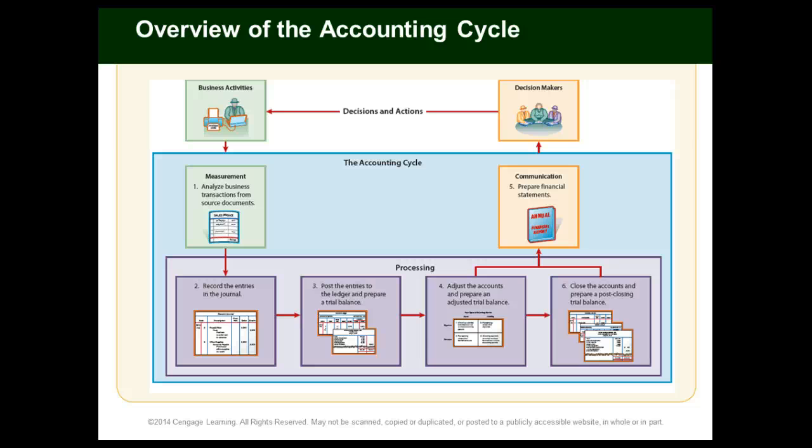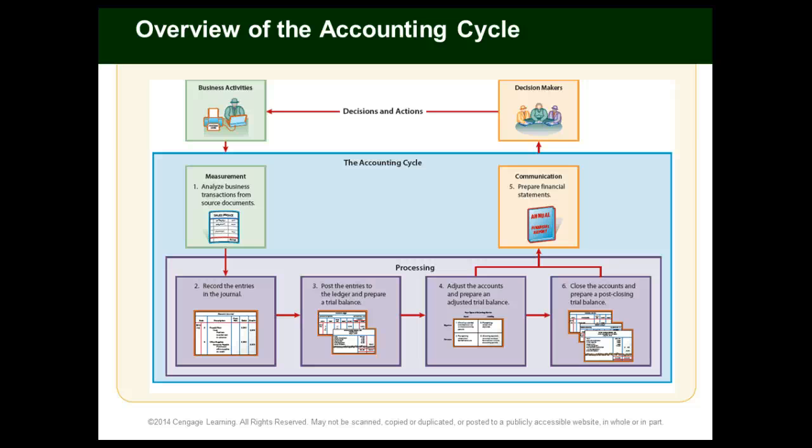Remember, we have business activities. We're going to take these various activities, and based on the source documents we receive, source document meaning the invoice for the supplies we purchased, the receipt for the computer we purchased, the invoice for services we performed, and the check, the deposit. Those are source documents. We're going to analyze those transactions, and then we're going to record these transactions in something called a journal.